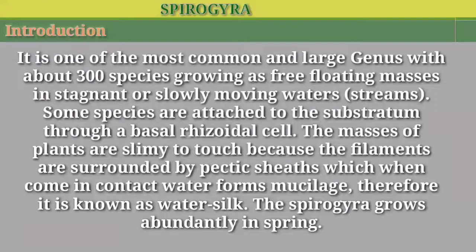Spirogyra introduction. It is one of the most common and large genus with about 300 species growing as free-floating masses in stagnant or slowly moving waters and streams. Some species are attached to the substratum through a basal rhizoidal cell.